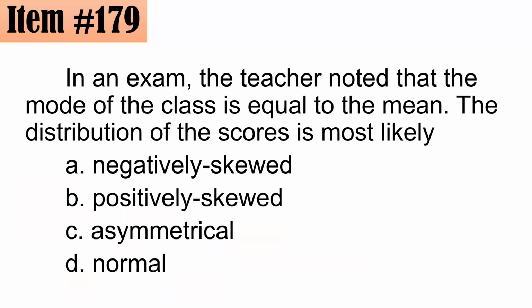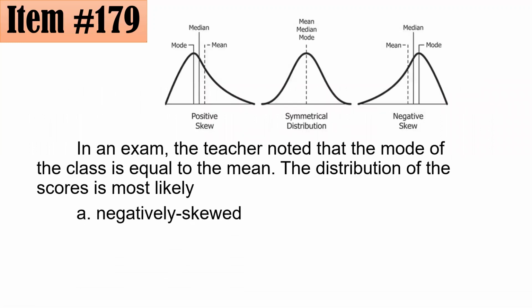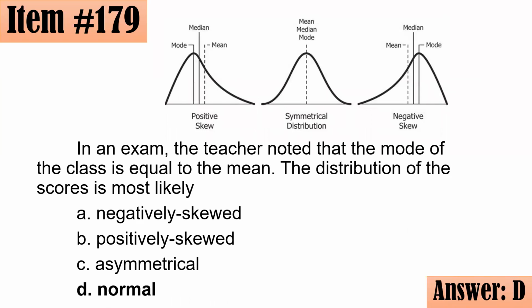179. In an exam, the teacher noted that the mode of the class is equal to the mean. The distribution of the scores is most likely A, negatively skewed, B, positively skewed, C, asymmetrical, or D, normal. And I could see a lot of these. Di wow. And I agree with you as well. Let me explain po bakit normal.